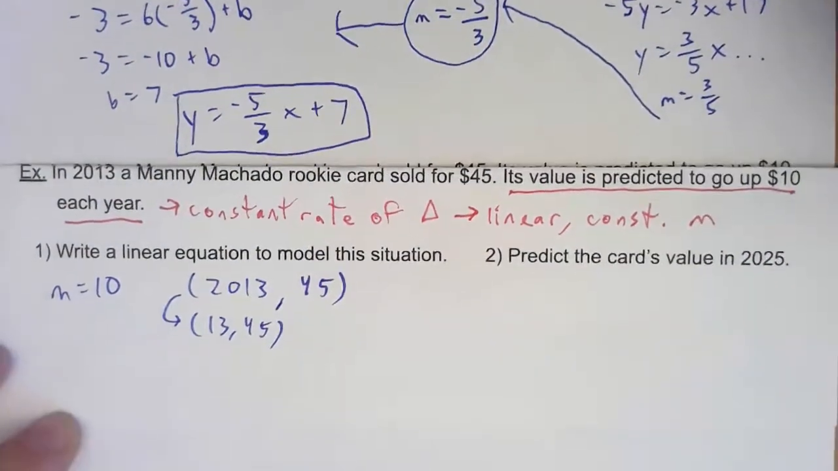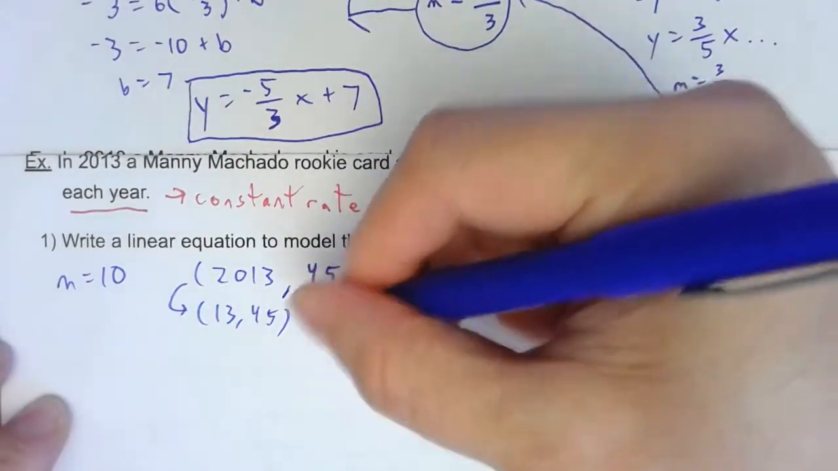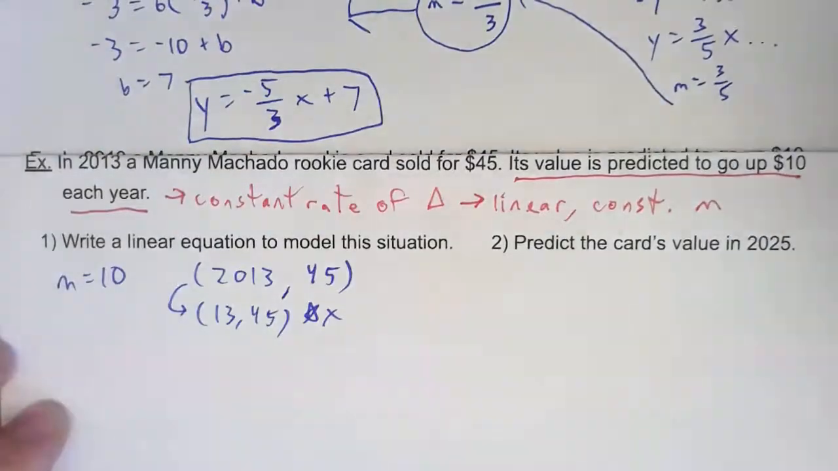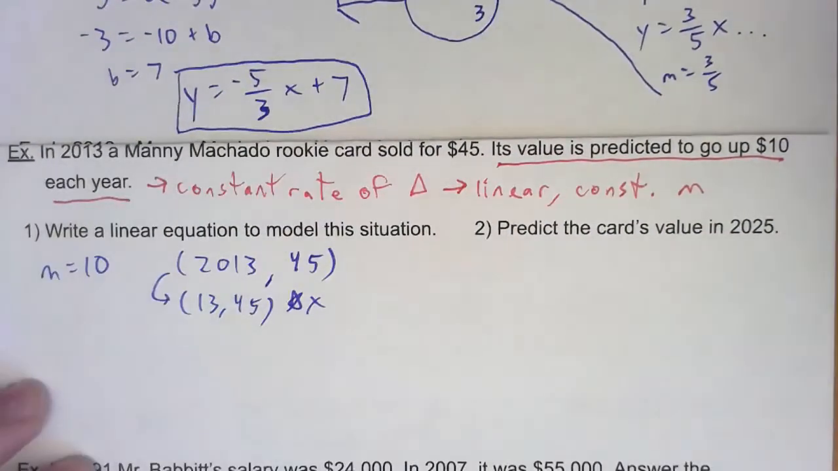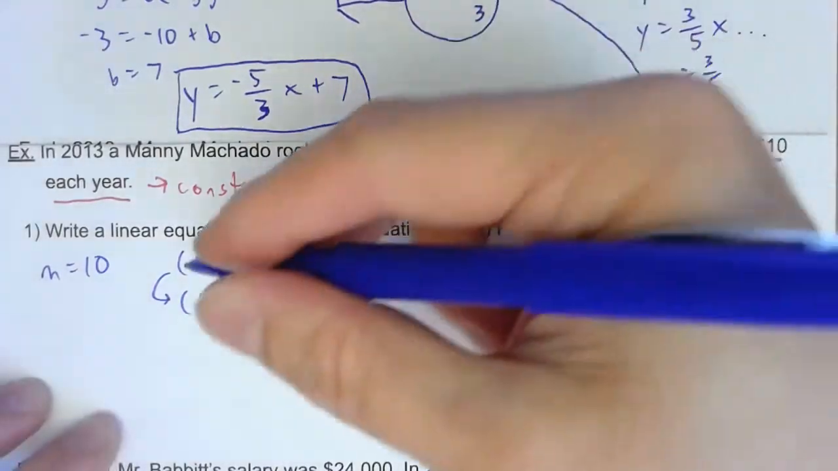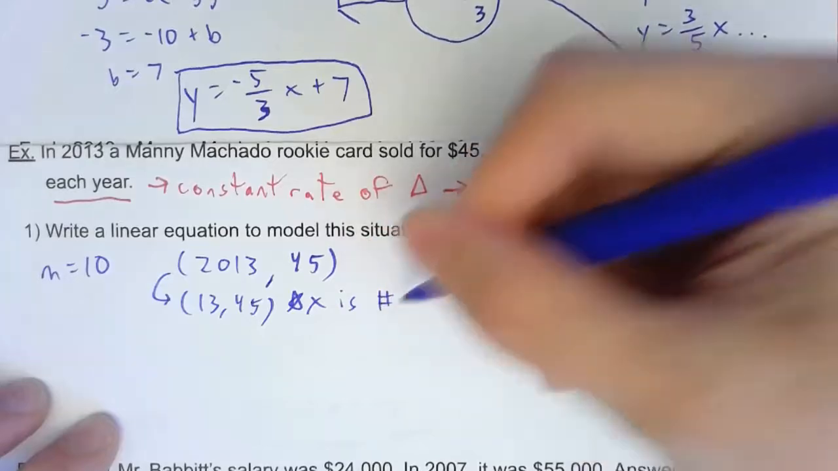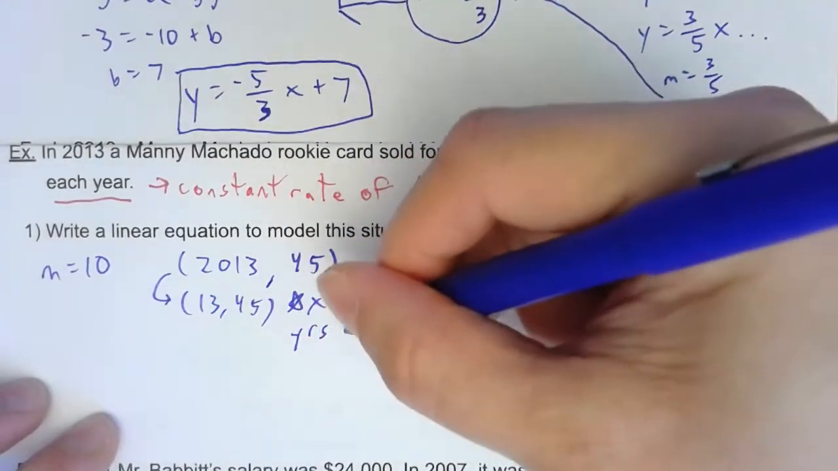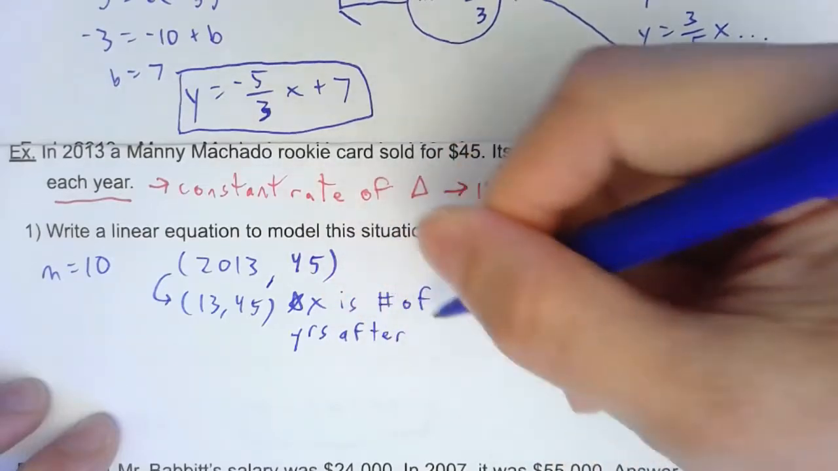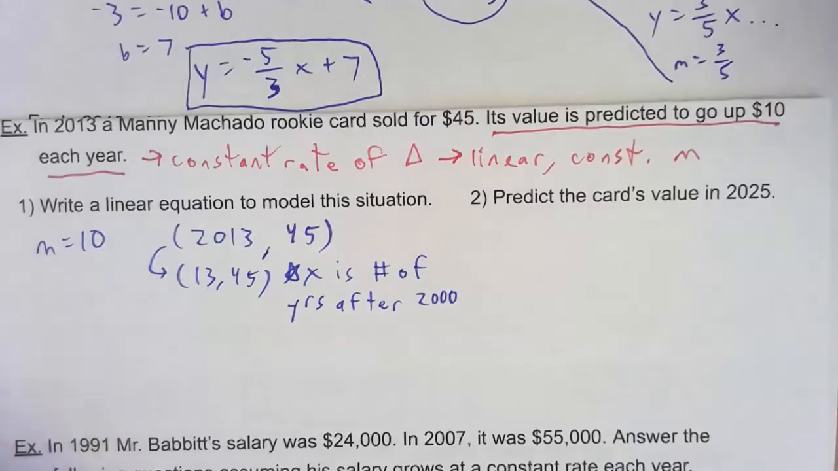That's going to make the math a lot easier for me. I just have to make a mental note for myself, and not just a mental note. Usually you do want to write this so that everybody else knows what you're talking about. Here, we're saying that x is the number of years after 2000. Or sometimes you would see it written as let x equal 0 represent 2000.